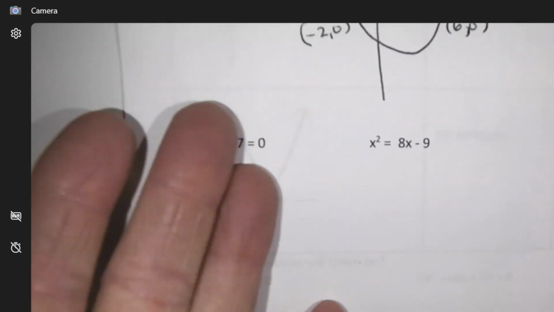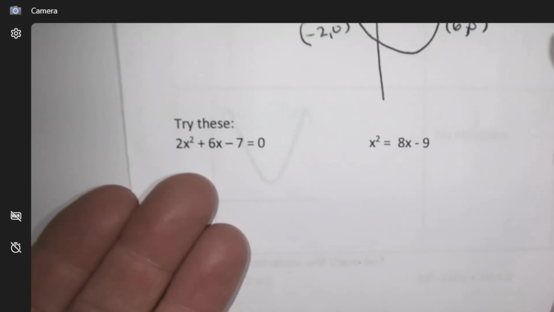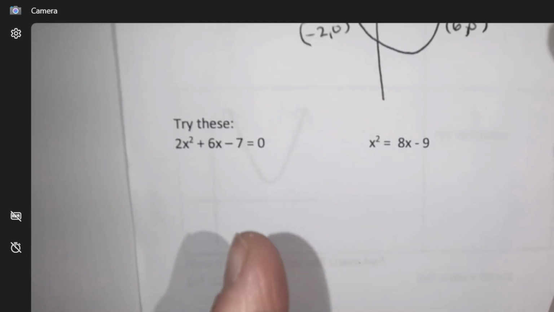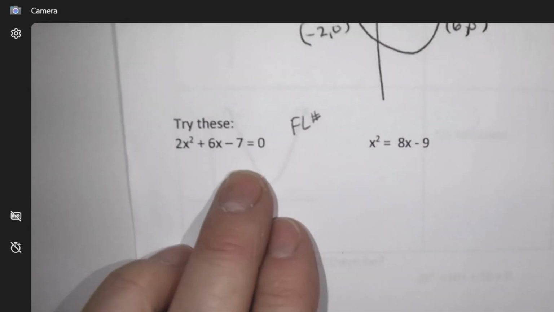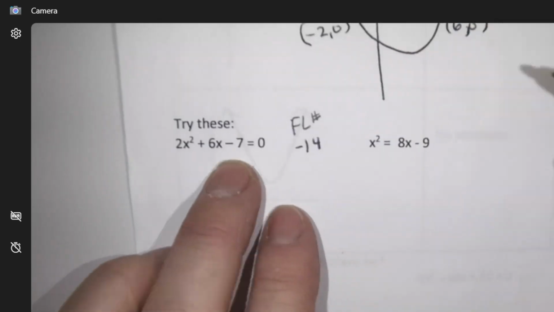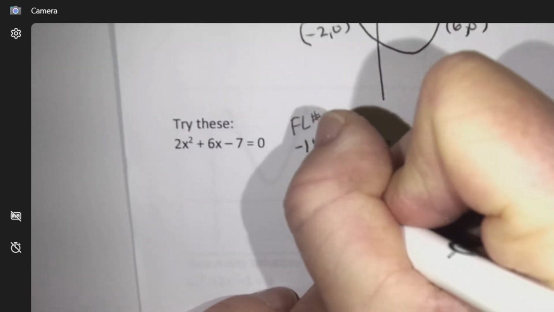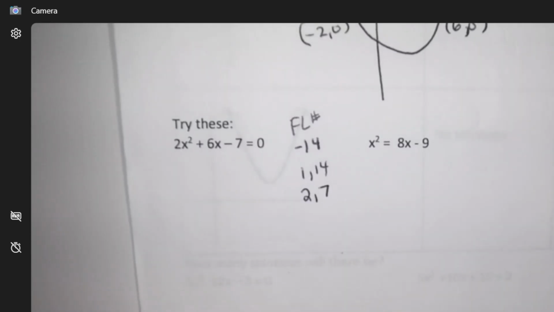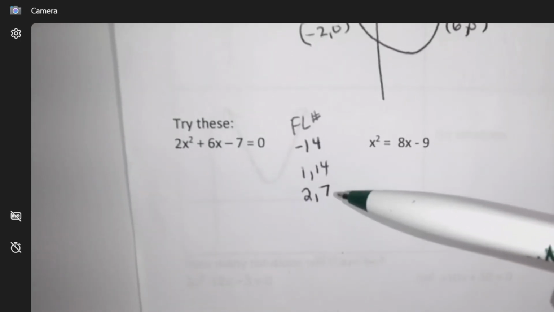So pretend I saw this on a test and I was like, okay, I got to solve this. I am going to try to solve it with factoring and see what happens. So this is a complex. So if I did a full number, which is -14, and then I talked about 14 being either a 1 and 14 or a 2 and 7, I need to get a pair that will produce 6.